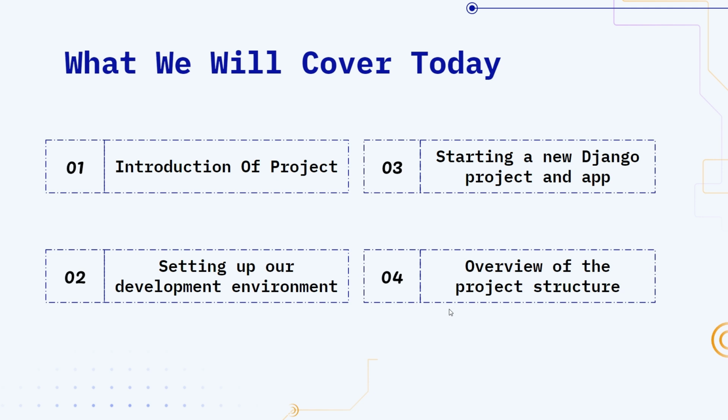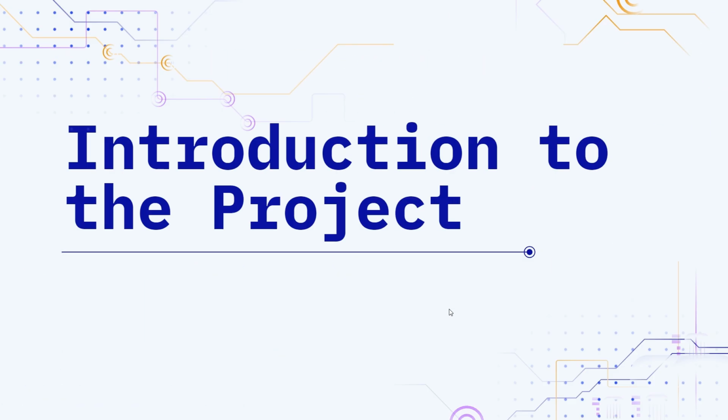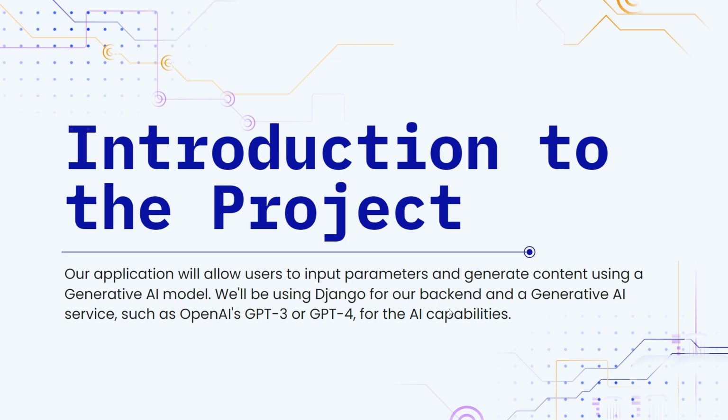Now, introduction to the project. So what we are going to build in this particular Django application is that our application will allow users to input certain parameters and generate content, and with this content we are going to directly add it into the database using Django, and this will help you understand how to integrate generative AI into the Django application.